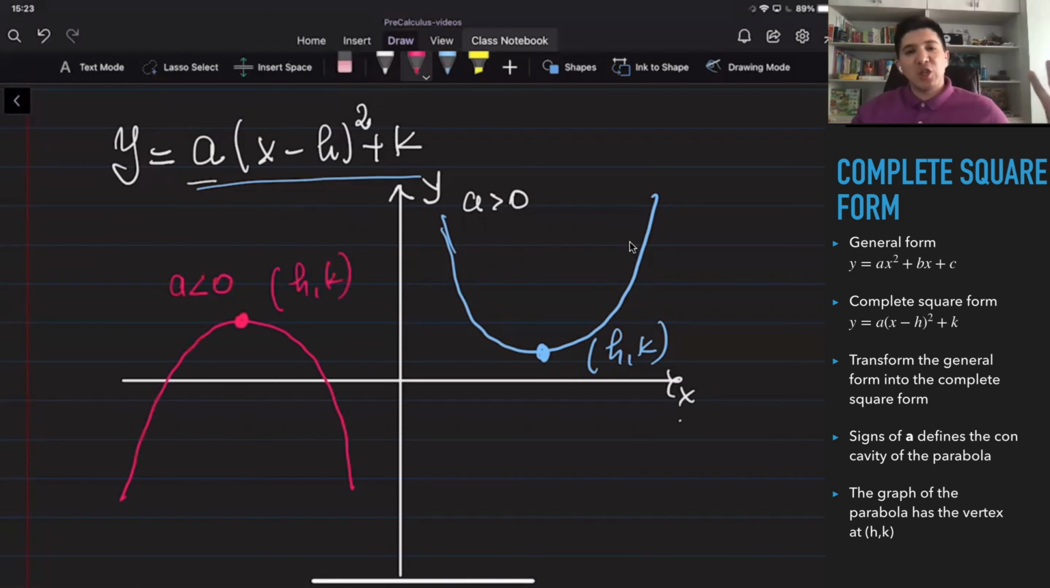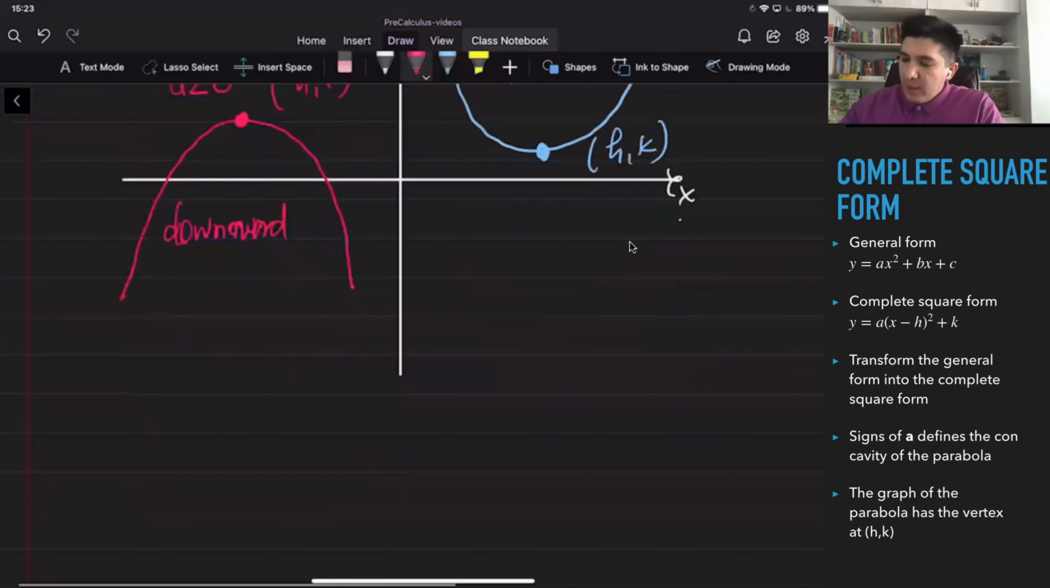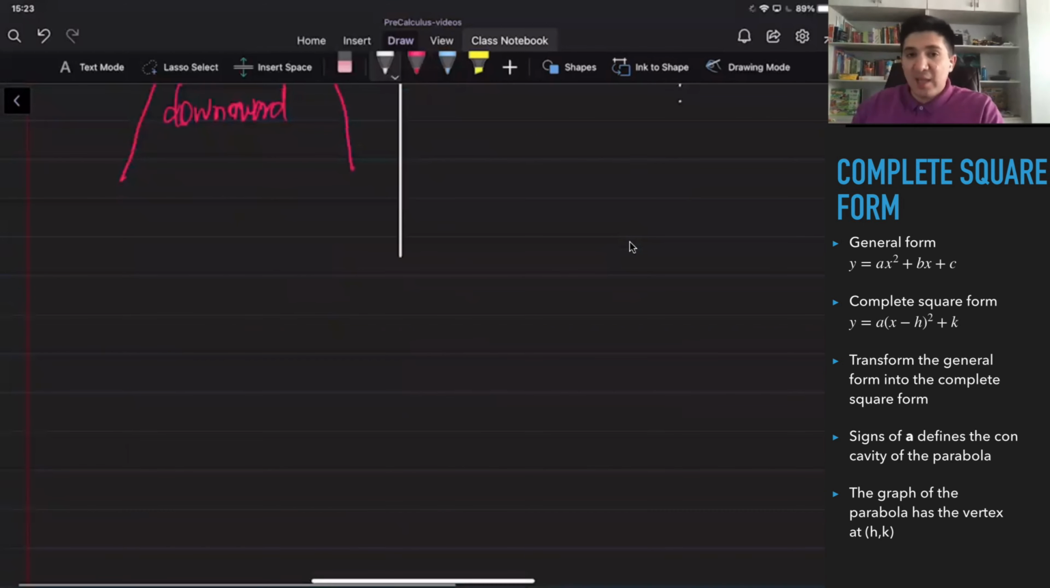So sketching the parabola from this form is easy. We just need to know a, h, and k. We call this form upward, and we call this one downward. Or we call this concave upward, concave downward, right? So let's do a couple of examples, sketching the quadratic functions from this form.